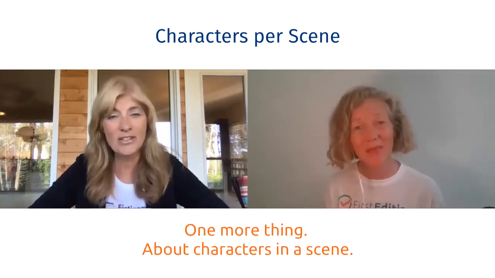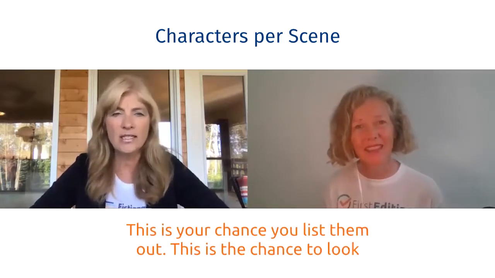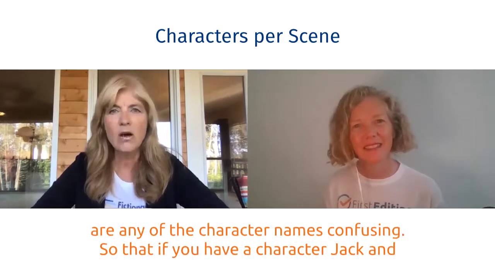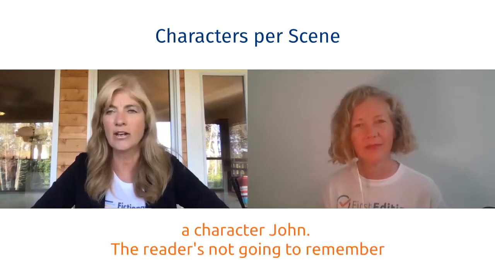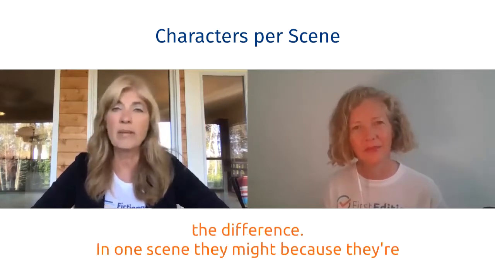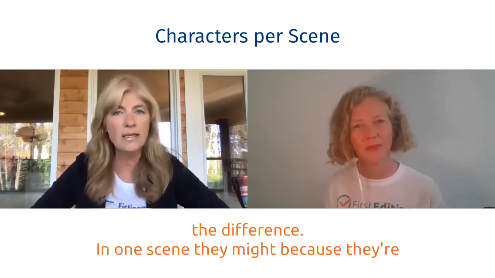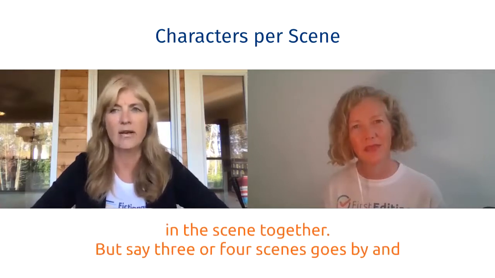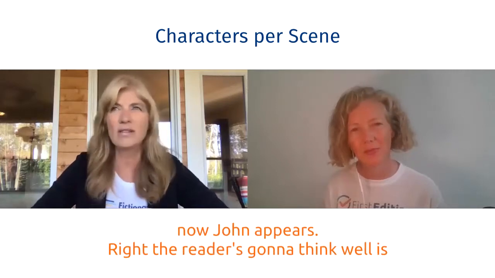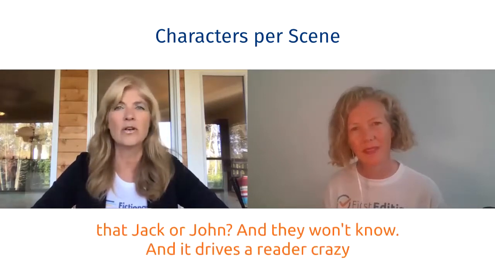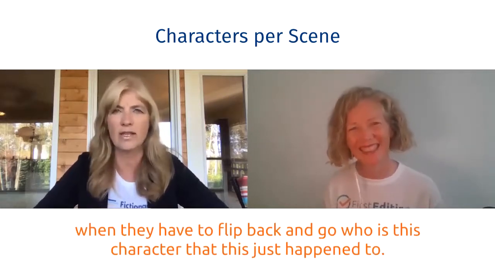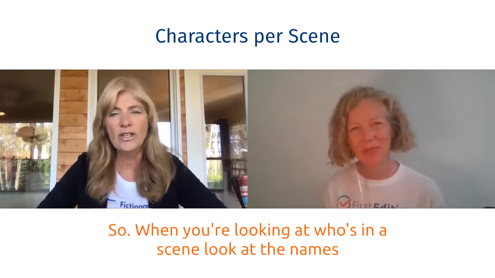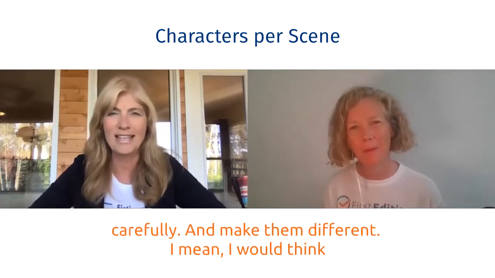One more thing about characters in a scene. This is your chance. You list them out. This is the chance to look, are any of the character names confusing? Yes. So that if you have a character Jack and a character John, the reader's not going to remember the difference. In one scene, they might, because they're in the scene together. But say 3 or 4 scenes go by and now John appears. The reader is going to think, well, is that Jack or John, and they won't know. And it drives a reader crazy when they have to flip back and go, who is this character that this just happened to? So when you're looking at who's in a scene, look at the names carefully.